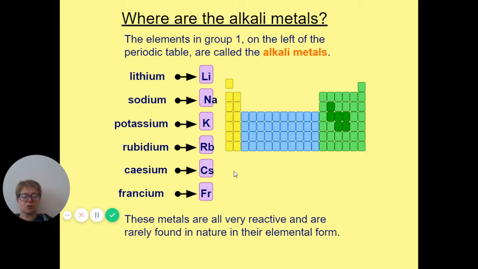So why are they special? Well, they're very, very reactive, which means we hardly ever find the pure metal. We nearly always find these metals in the ground, but having reacted with something else. So, for example, we might find lithium as lithium oxide or sodium as sodium oxide, because they're so reactive that as soon as they are exposed to the air or to anything else, they form compounds.